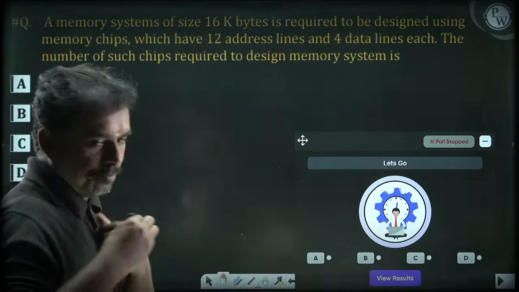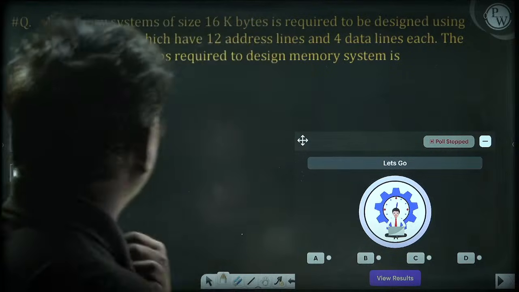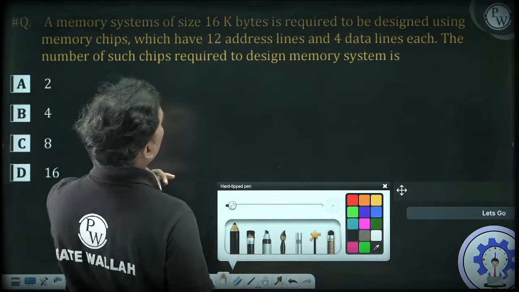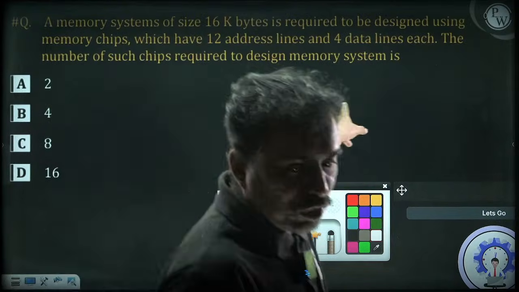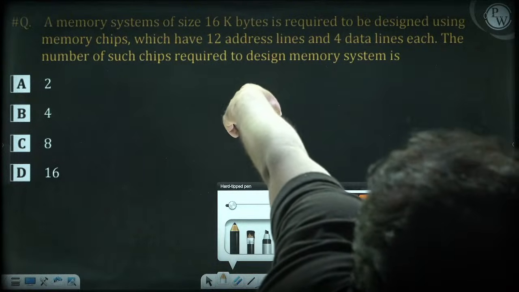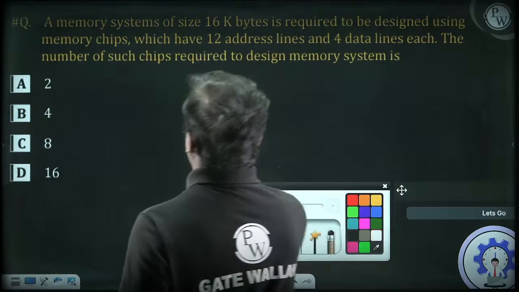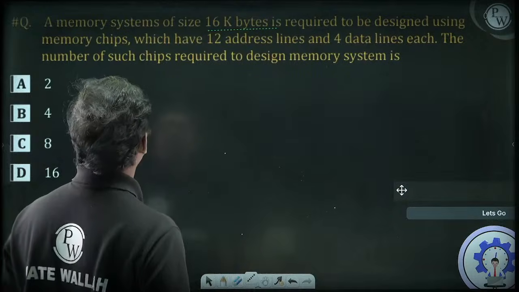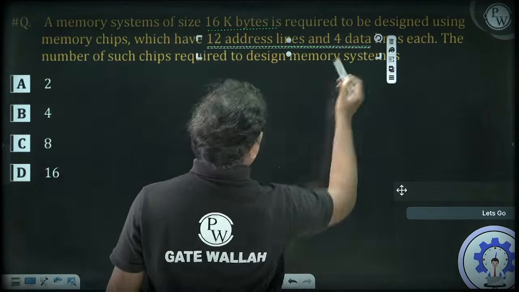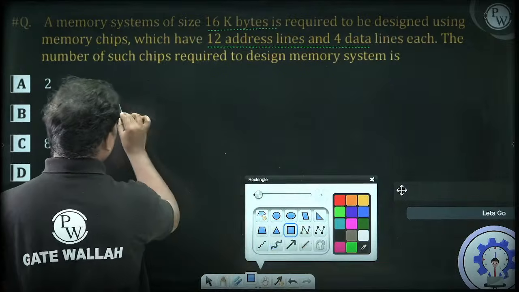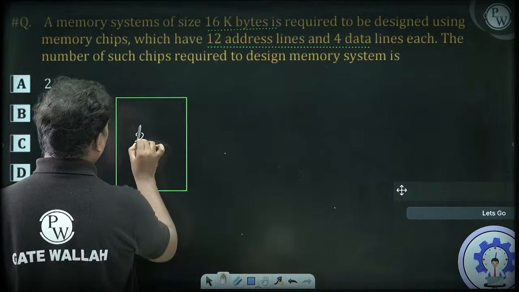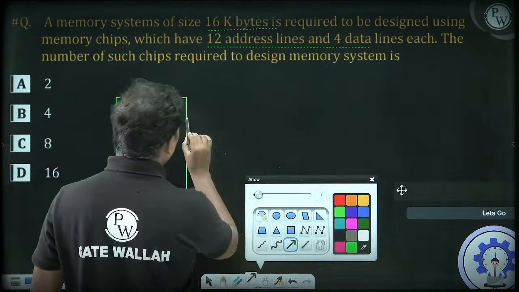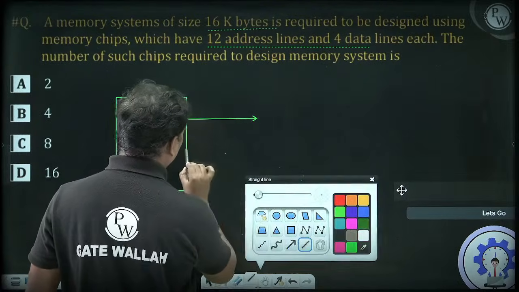So how to make it? See here, it's a very good question. A memory system of size 16 kilobytes is required to be designed using memory chips which have 12 address lines and 4 data lines. So what is the size of the chip? It has 12 address lines and 4 data lines.